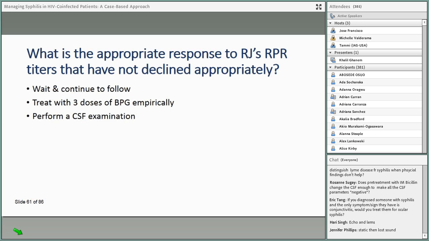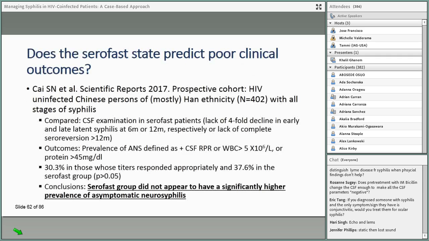If you have a patient who's diagnosed with neurosyphilis but who's not on antiretroviral therapy, then you probably need to do follow-up CSF examinations to make sure that their neurosyphilis is being treated effectively. So this does not apply to patients who are not on adequate antiretroviral therapy and who are immunosuppressed.